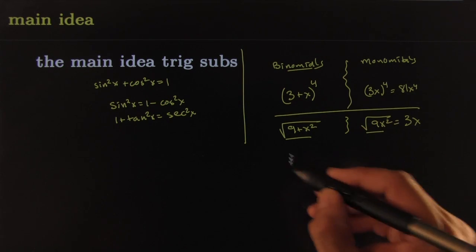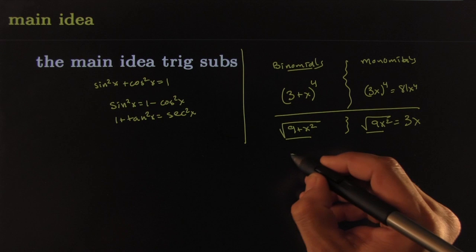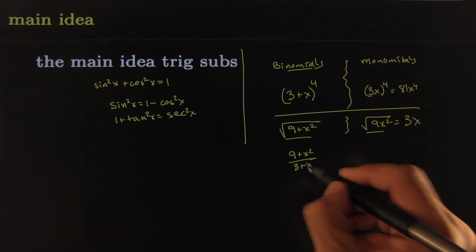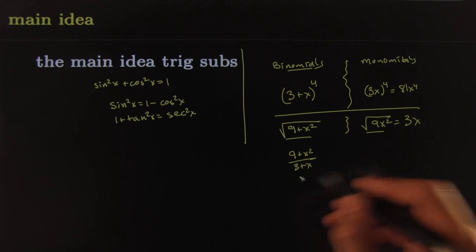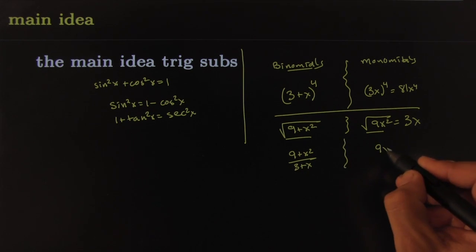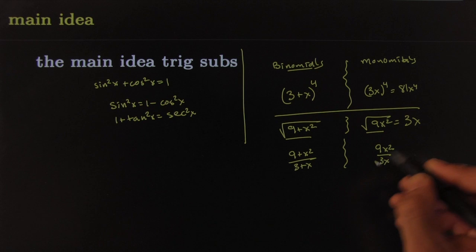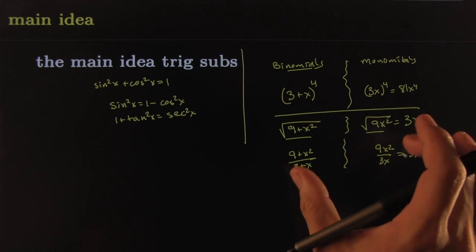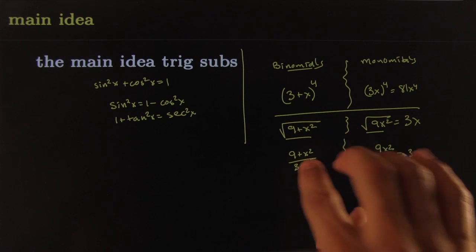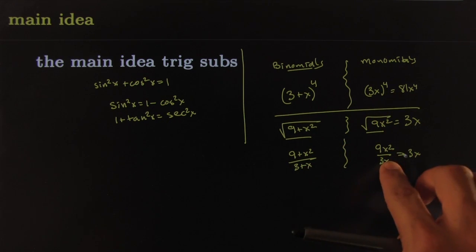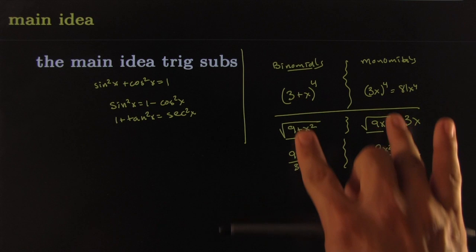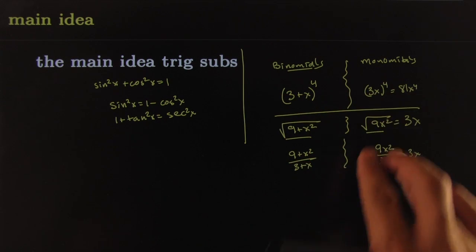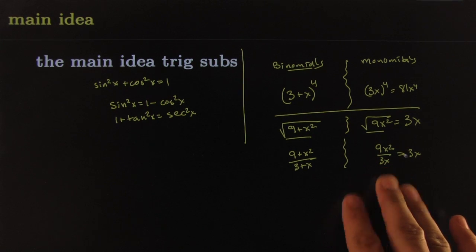Binomials don't play nice with quotients. Monomials do. Here, if you have 9 plus x squared divided by 3 plus x, it's not that easy to just start canceling things. But if you had monomials, 9x squared over 3x, oh, it's a piece of cake. You just cancel them this way. Binomials don't play nice with division. Monomials play very, very nice with division. The list goes on and on. Binomials, good luck. Monomials, easy like cake.